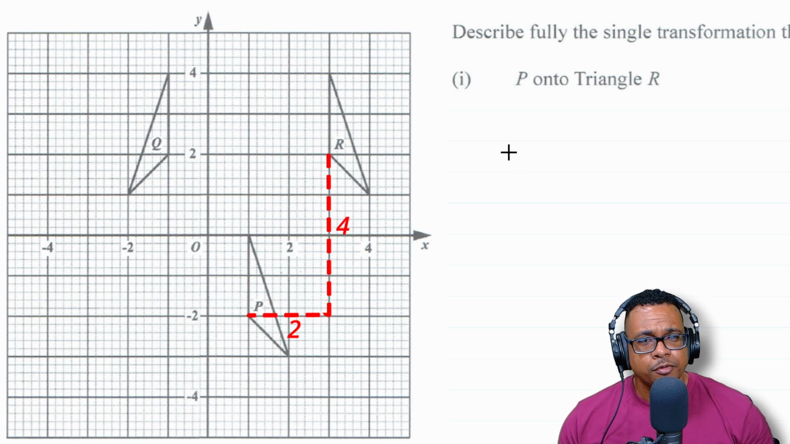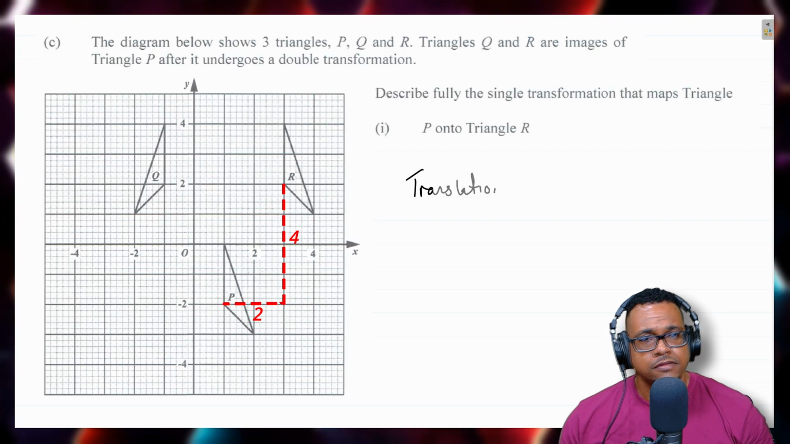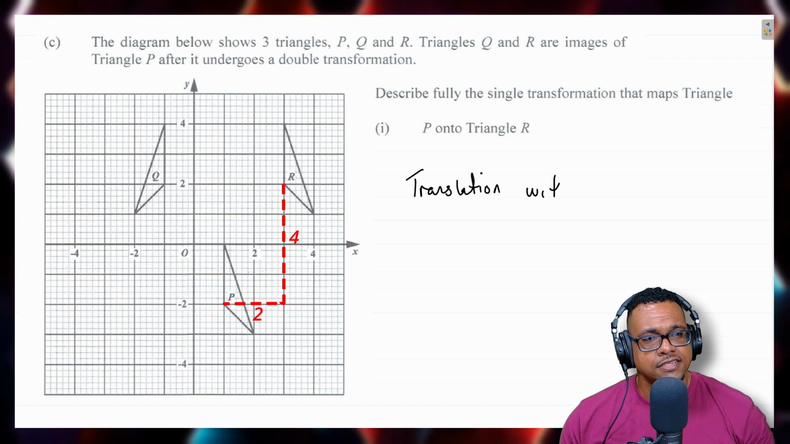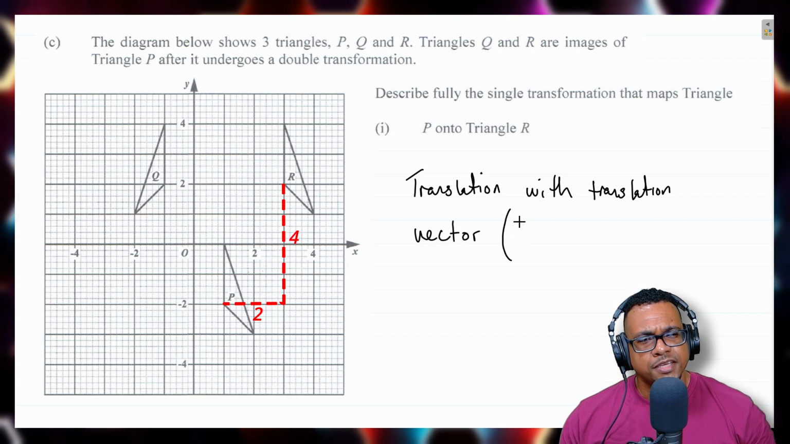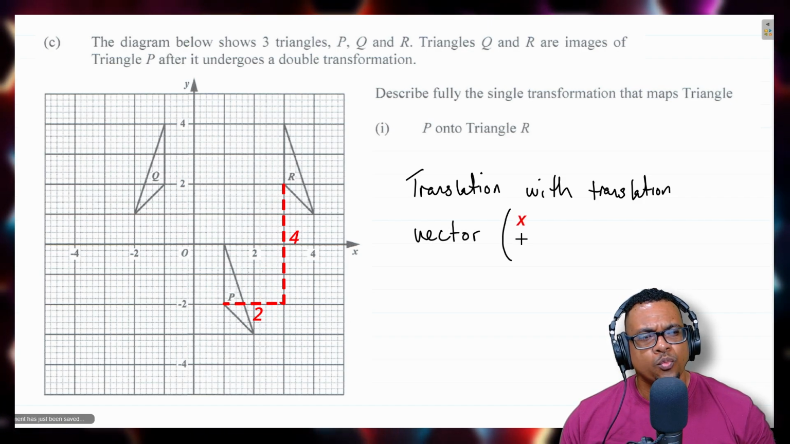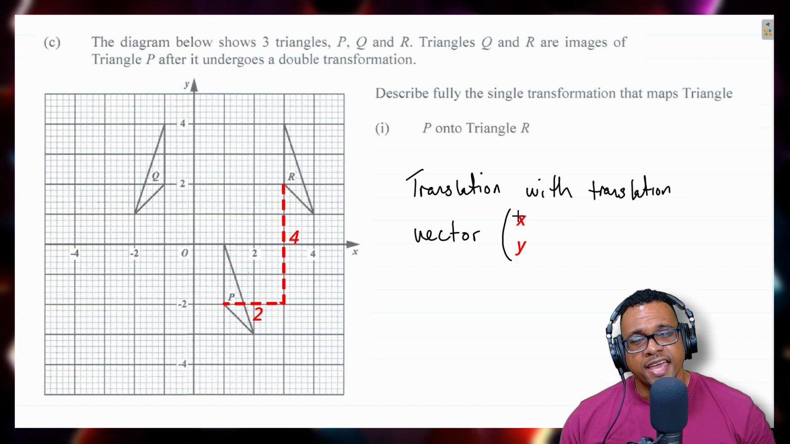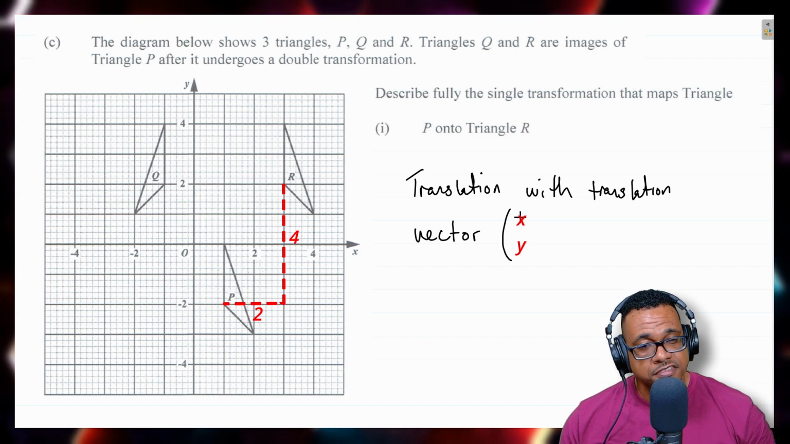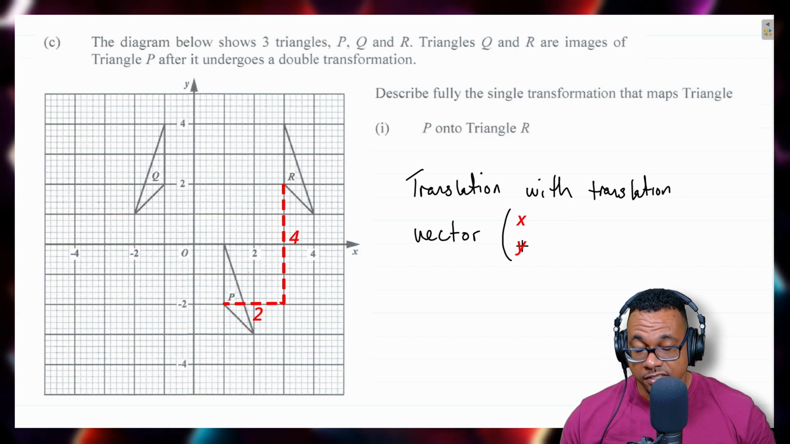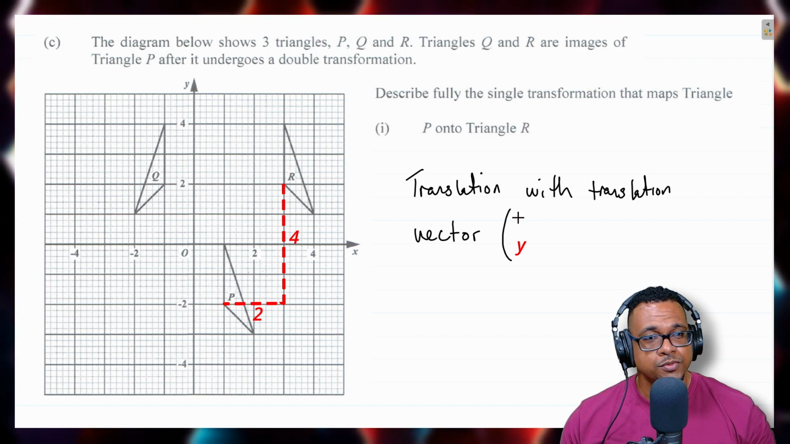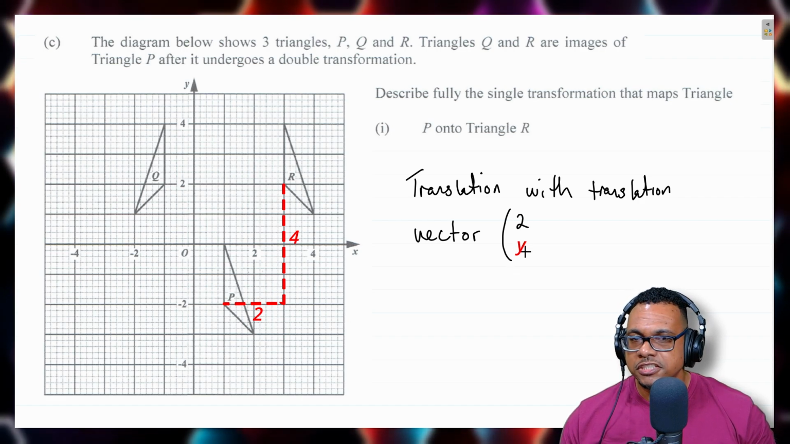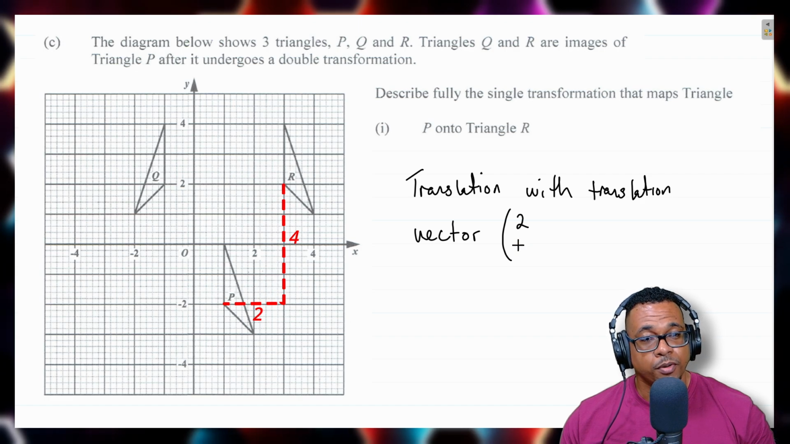So my answer here would be a translation with translation vector. And the translation vector, I place the x component at the top and the y component at the bottom. Now the x component is the horizontal shift and the y component is the vertical shift. As we said, the horizontal shift was positive 2. And the vertical shift was going up by 4, which would be positive 4.